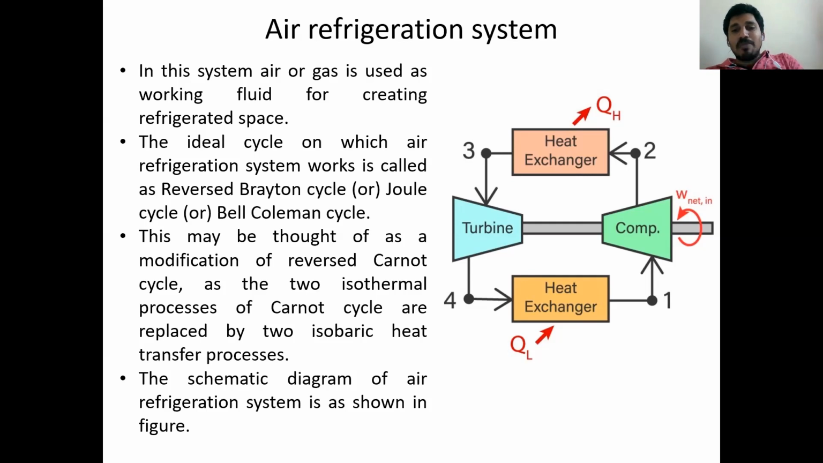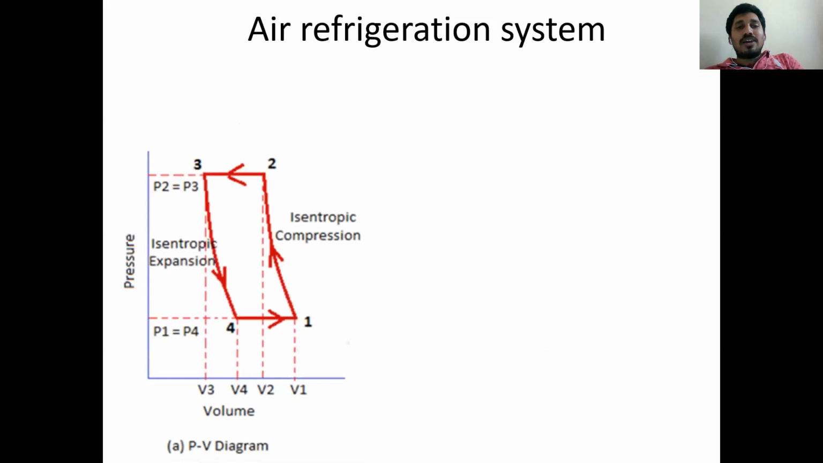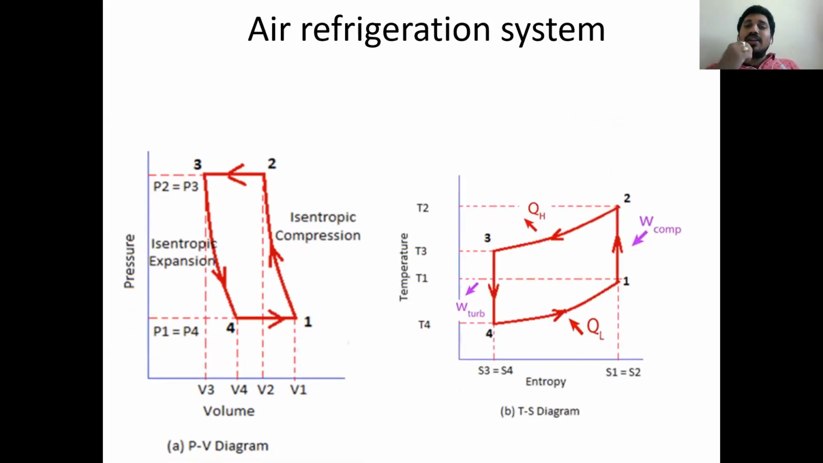The same thing I have mentioned in the next slide, in the PV diagram and PS diagram. See, all of you, 1-2: when isentropic compression takes place, pressure rises and automatically temperature rises, but entropy remains constant. If you see the TS diagram, from 1 to 2 there is no change in entropy, but a pressure rise and a temperature rise take place.